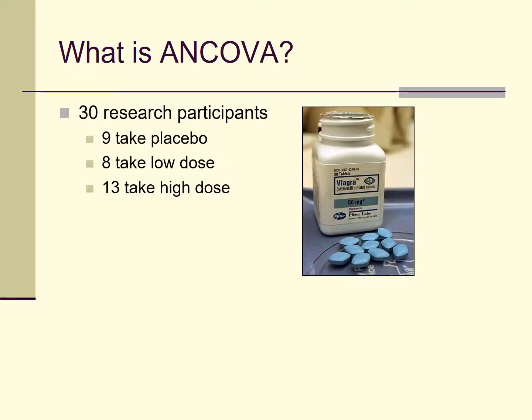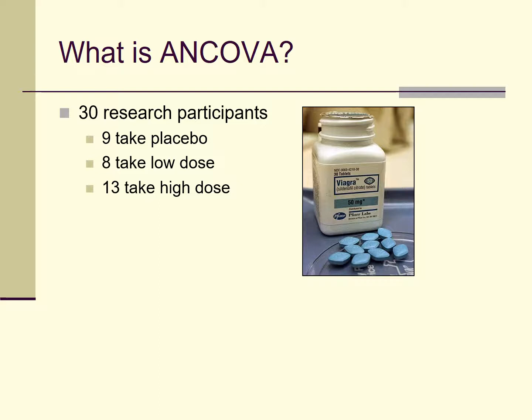We're again using the Viagra pharmacology study from Andy Field's Discovering Statistics Using SPSS textbook. And we're imagining here that we have 30 participants. We've assigned them to different doses of the drug. Notice here that we have unequal group sizes, which you should remember from previous lectures is problematic, especially considering that the overall sample size is so small.